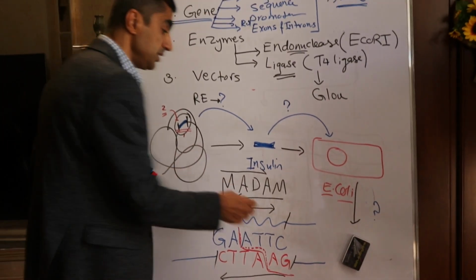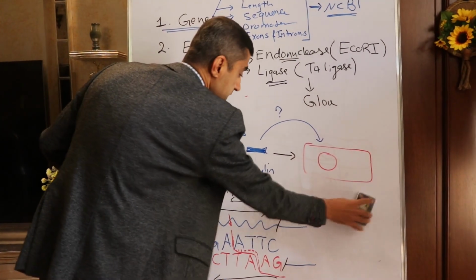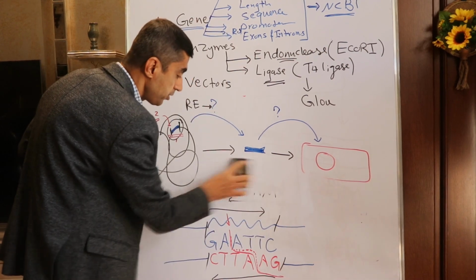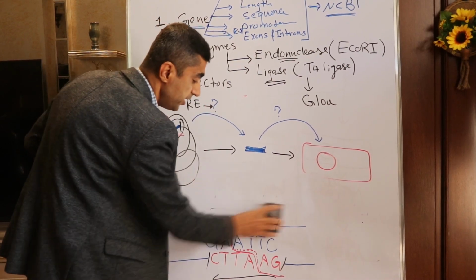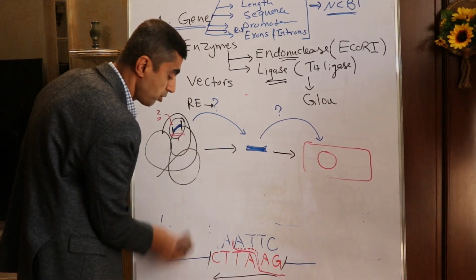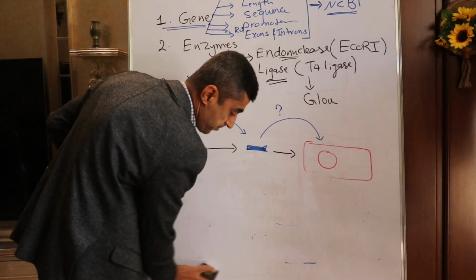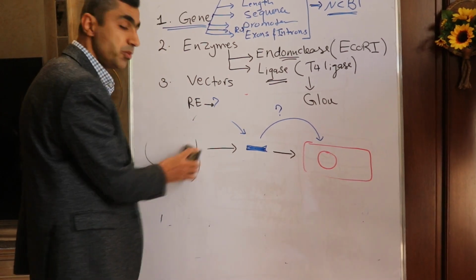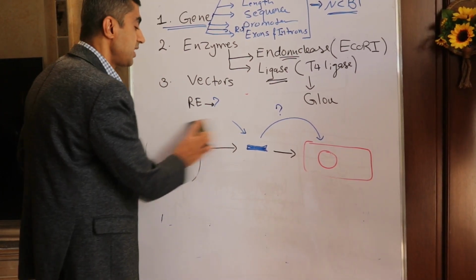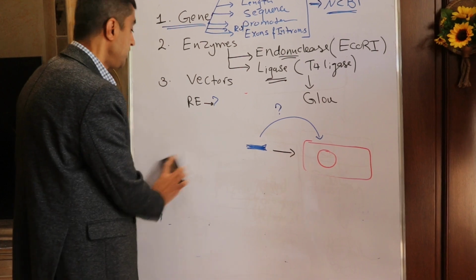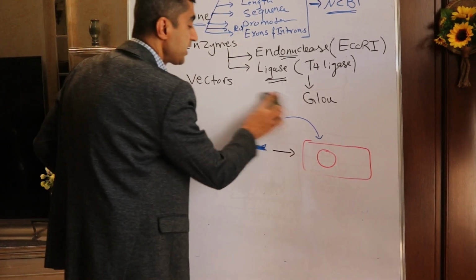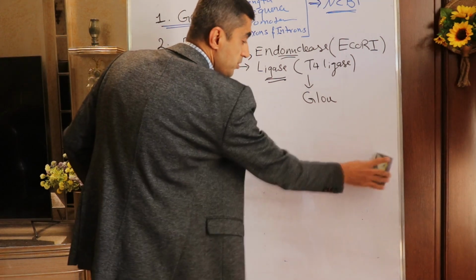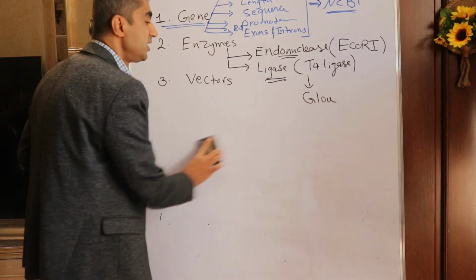So the third requirement for cloning, or that can be used in recombinant DNA, is called vectors. In general, when we use bacterial cells, we use plasmids as a vector. So plasmids are extrachromosomal DNA.